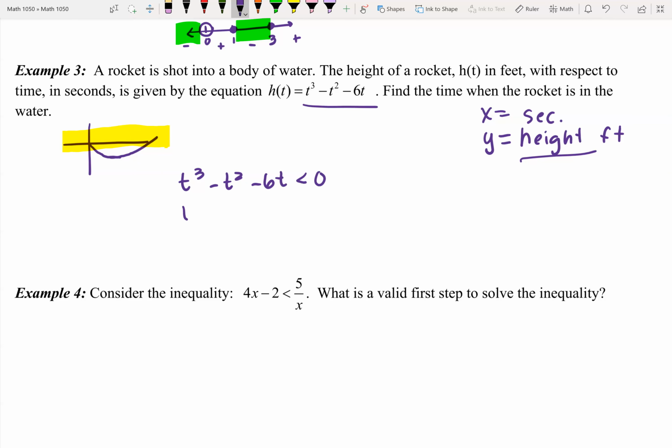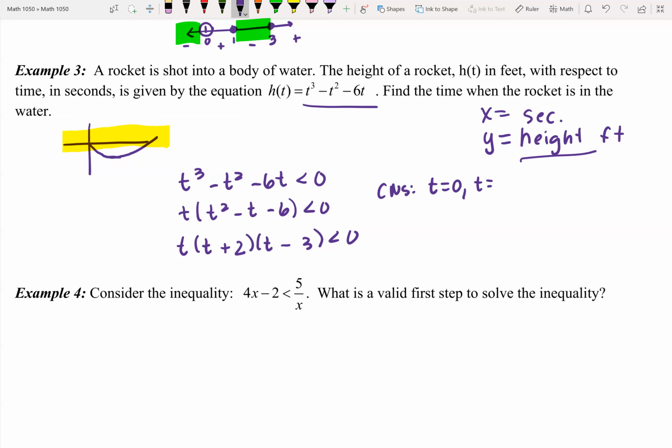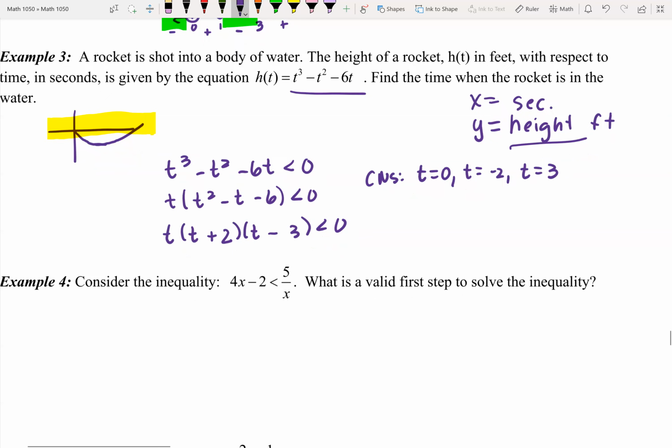Step 2, factor. So I'm going to take out a t, and I'm left with t to the second minus t minus 6 is less than 0. Continue factoring, so it goes to t and t. The 6 goes to a 3 and a 2. Signs are different. Biggest is the negative. Looks like that. Next step, critical numbers. So your critical numbers are t equals 0, t equals negative 2, t equals positive 3.